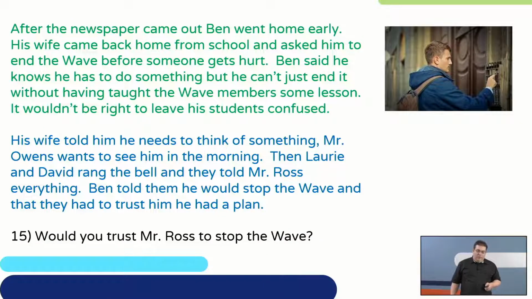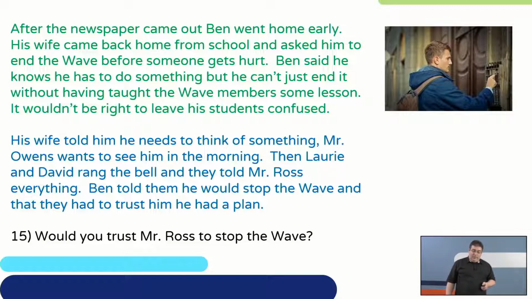After the newspaper came out, Ben went home early. So remember, Mr. Ross is Ben. His wife came back home from school and asked him to end the wave before someone gets hurt. Ben said he knows he has to do something, but he can't just end it without having taught the wave members some lesson. It wouldn't be right to leave the students confused. His wife told him he needs to think of something.